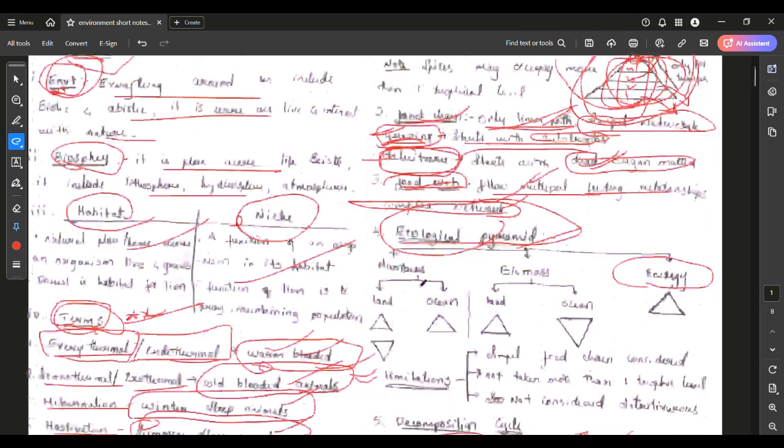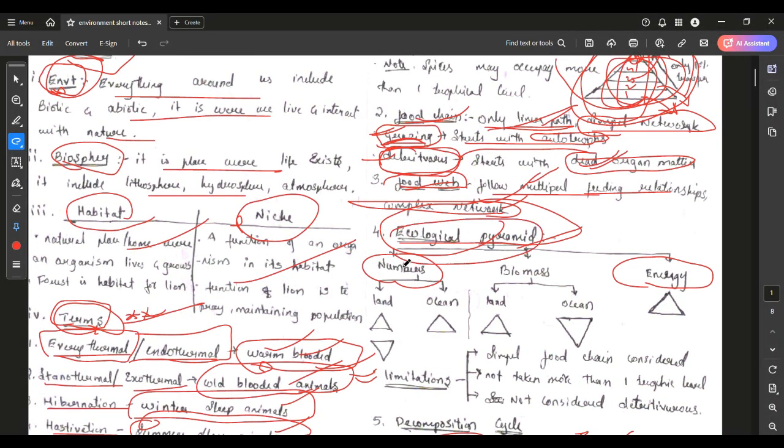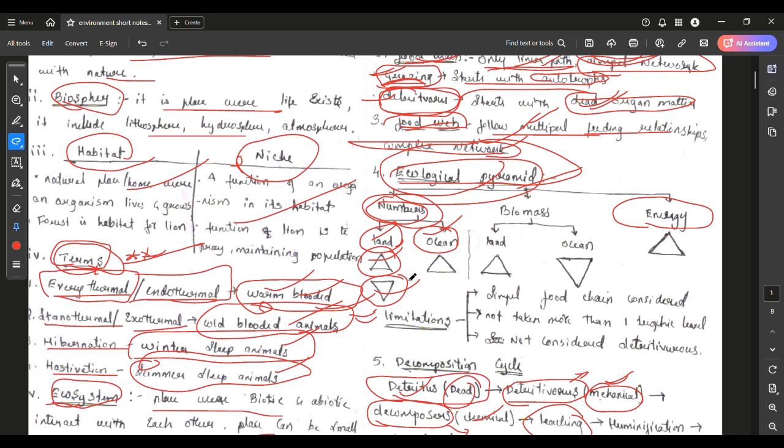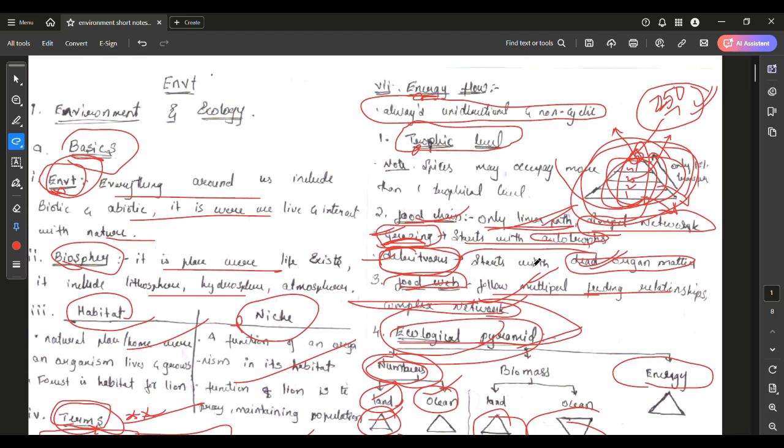How? Just by seeing these notes you can remember the definition of environment, and the numbers in the ecological pyramid. It's divided into two types, land as well as the ocean. The land has two pyramids: one is the standard pyramid and another is the inverted pyramid. You can see here like that. You need to remember each and everything. These notes play a key role in remembering and revising the subject.